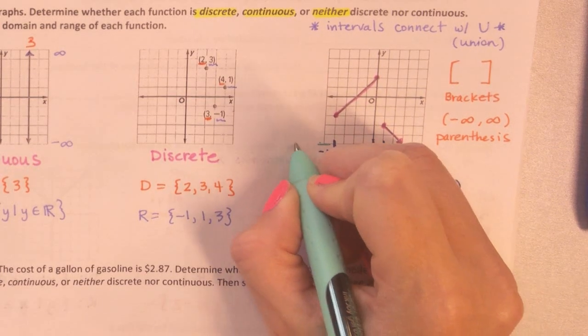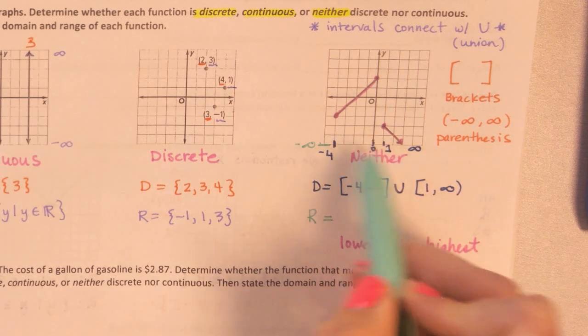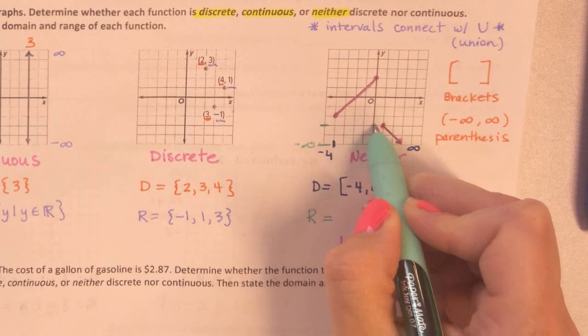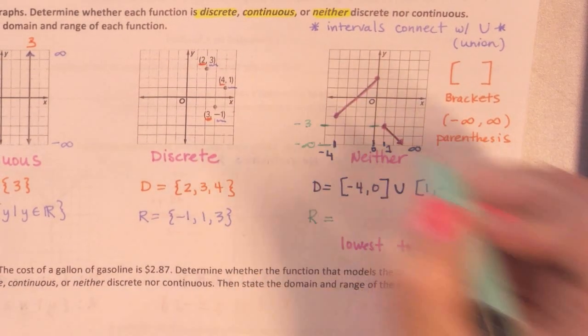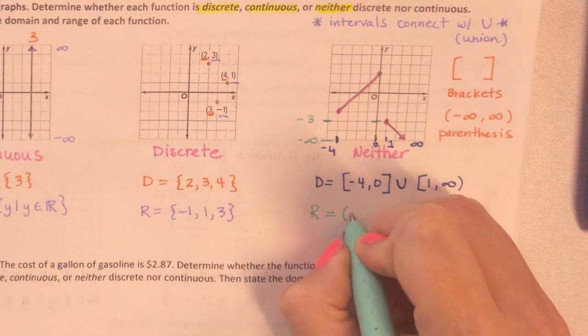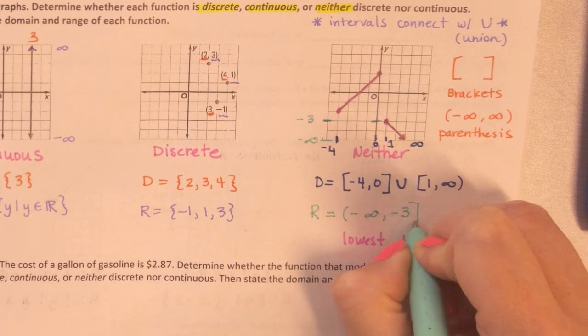Okay, and I'm going to put it over here just so you can see it a little better. Now, it's going to go from negative infinity to, what's this value on the y? Okay. Alright, so we can write that as an interval. Negative infinity to -3.